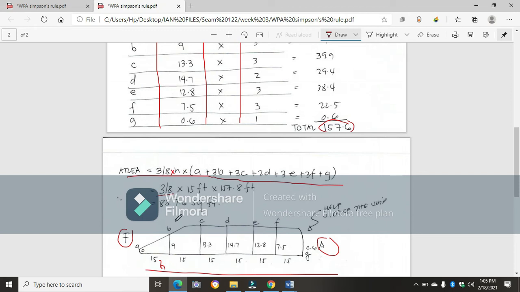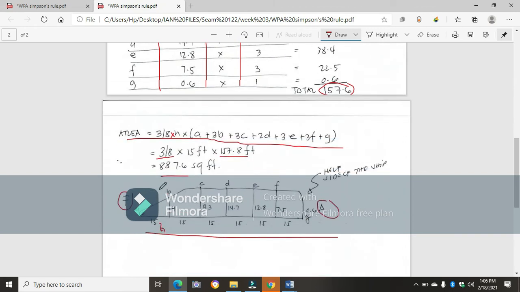Okay, times 157.6 equals 886. Moment. 3 divided by 8 times 15 times 157.8 equals 887.6 square feet. Okay, so the water plane area is 887.6 square feet.